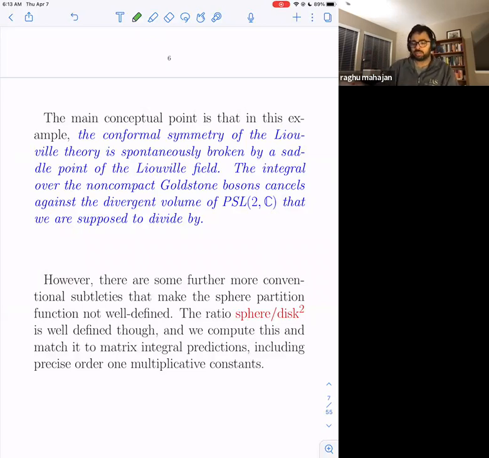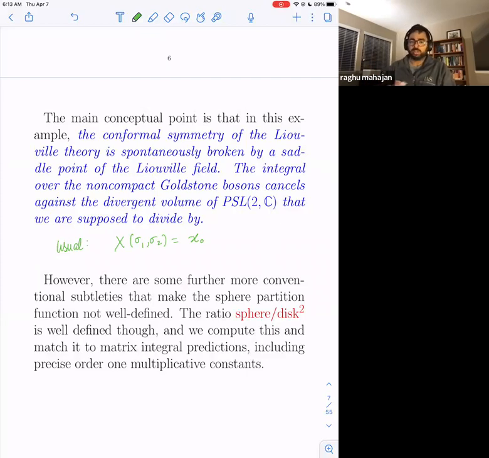Usually in the bosonic string, in the critical string, the saddle point would be something like x(σ1,σ2) equals some constant x naught. And on this saddle point, the PSL(2,C) symmetry just doesn't act. It preserves the saddle point. x naught stays at x naught.